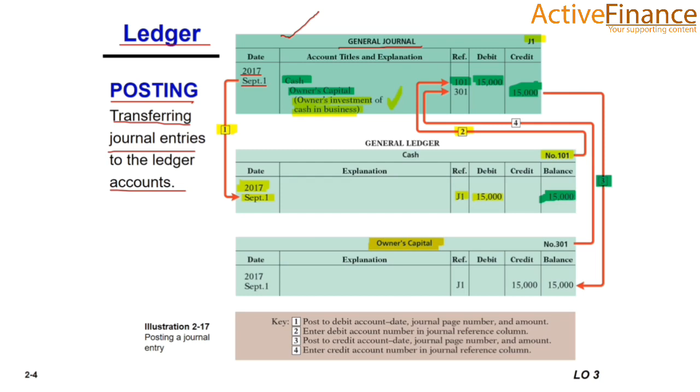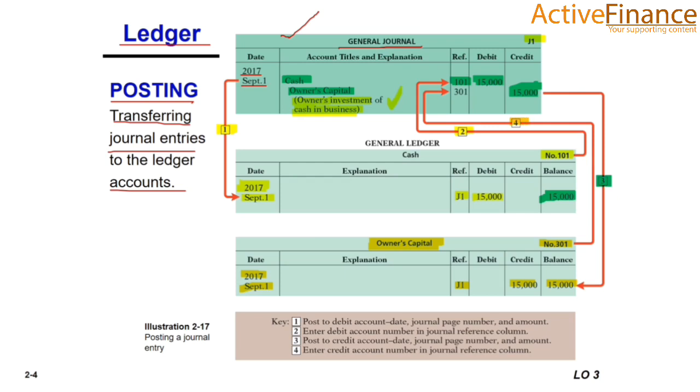Similarly, first of all we will provide the date of the transaction, and in the second step we will provide the reference number and general page number. If the owner's capital increases, it will be recorded on the credit side. So at the end it will be 15,000 in balance because there is no amount in debit. That's why we will only record the 15,000 in balance.